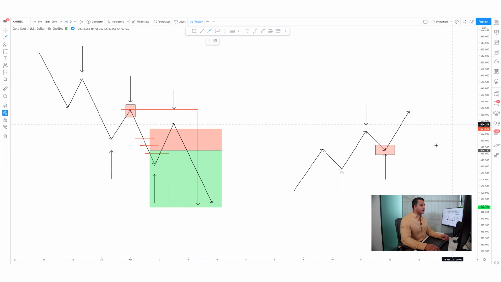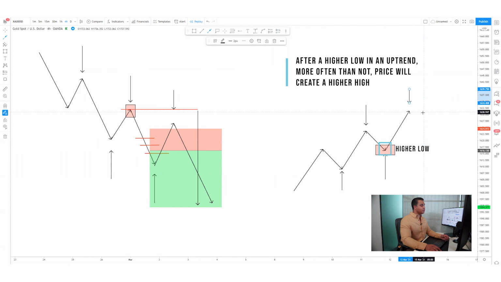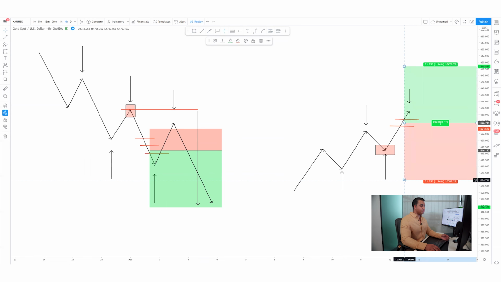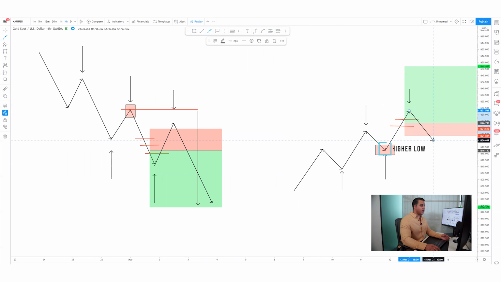Again, the reason for that is because after a higher low in an uptrend, more often than not, price will create a higher high. The later you enter your trades in a push phase or a higher high, the higher the chance is that you're going to lose this trade, because after a push phase, what usually will happen is price will pull back to make a new higher low before continuing up, or potentially coming back to the previous higher low to then make a double bottom before then continuing up.